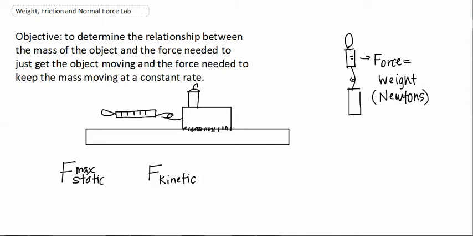Record that. And then do it again: pull till it just slips, and that would be your maximum static force. And then pull it so that the block with the mass riding on top all moves together at a constant rate, and measure that force. Simple as that.